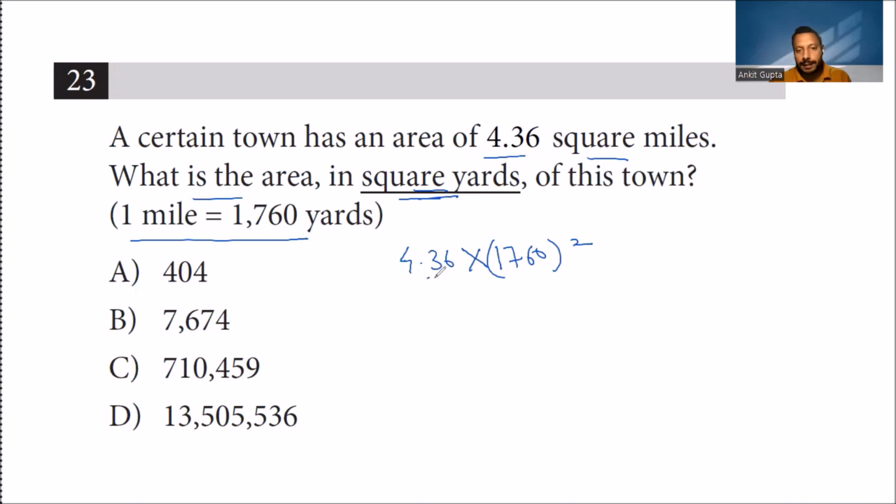So 0, 0 will cancel out this decimal. So it will become 436 multiplied by 176 multiplied by 176. 6 into 6 is 36 into 6 will again give a units digit of 6. The only option choice with a units digit of 6 is option number D. So our answer will be option number D.